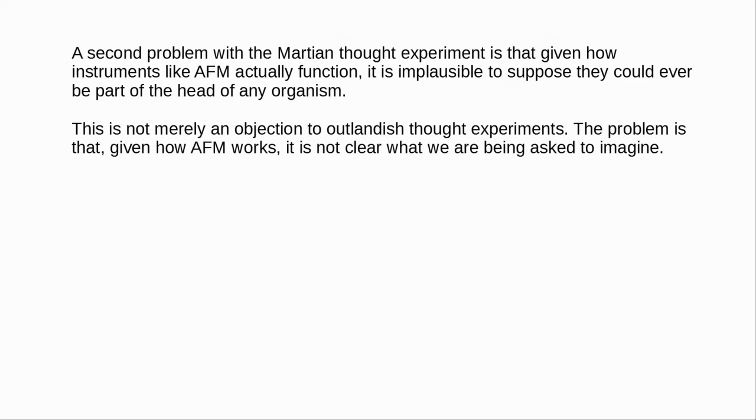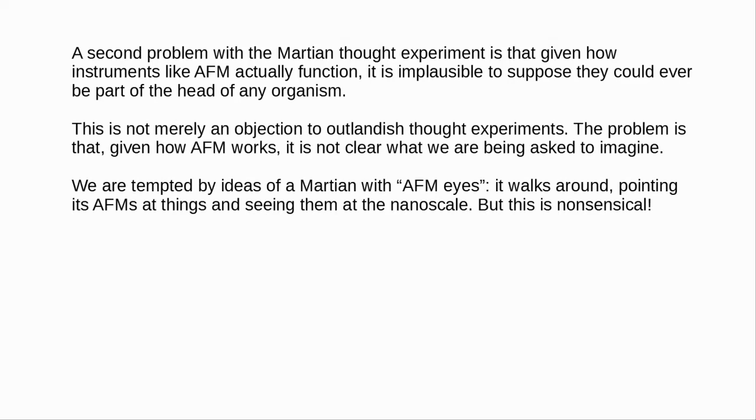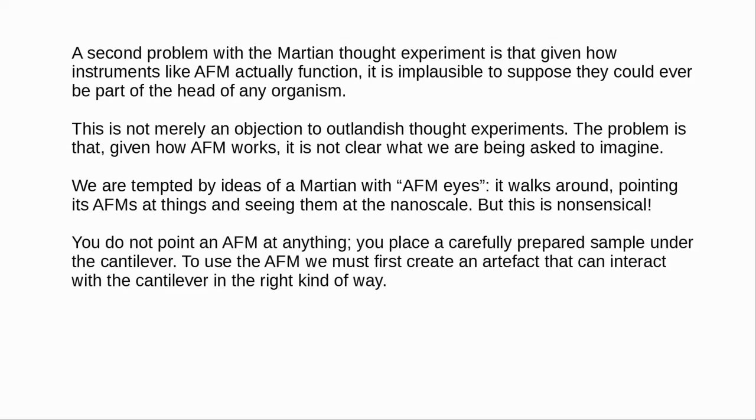imagine. So I think we're tempted by the idea of a Martian with atomic force microscopes in place of its eyes. So it wanders around the world and it points its atomic force microscopes at things, and then it receives information about those things. And, okay, maybe intuitively that's a perceptual process. Maybe you want to call that a perceptual process. But of course, that's just a fantasy. You don't point an atomic force microscope at anything.